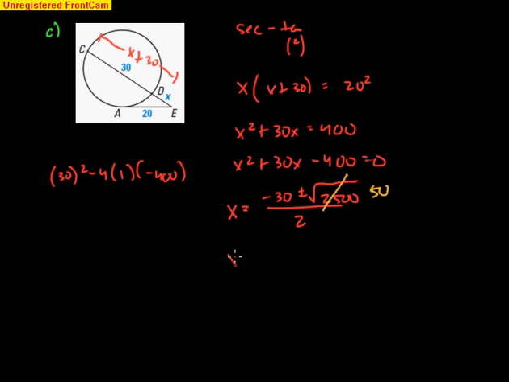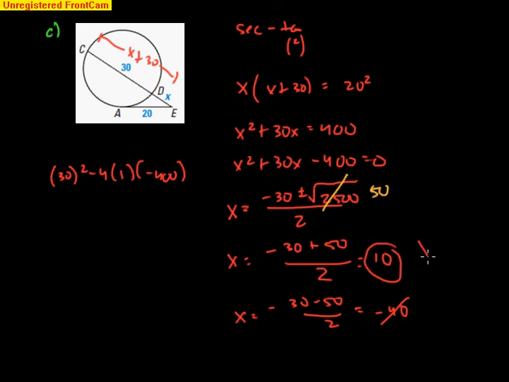So now I break it up into two problems. X equals the opposite of 30 plus 50 over 2. And x equals the opposite of 30 minus 50 over 2. We will get 20 over 2, which is 10, and we'll get negative 80 over 2, which is negative 40. X is a length, cannot be negative, so it is 10. And there's the length of x in this problem.